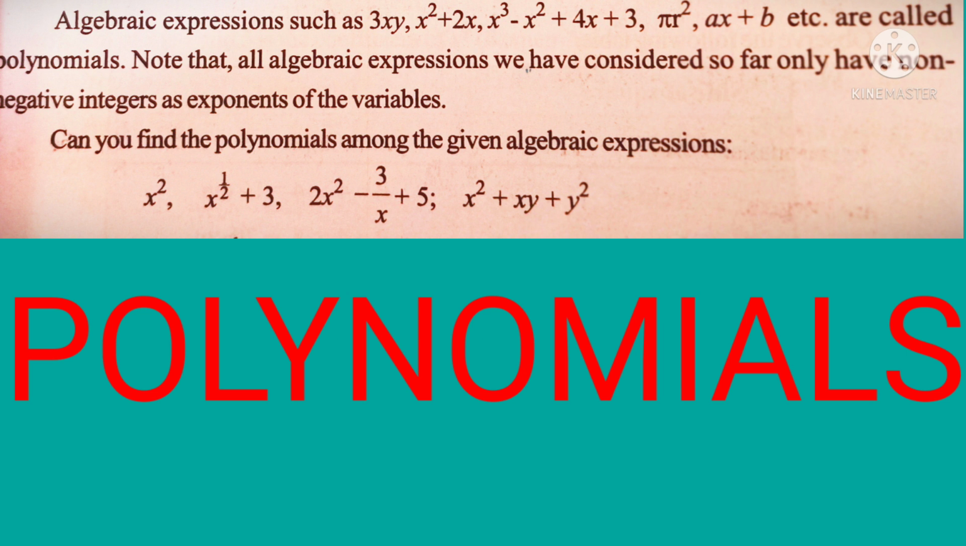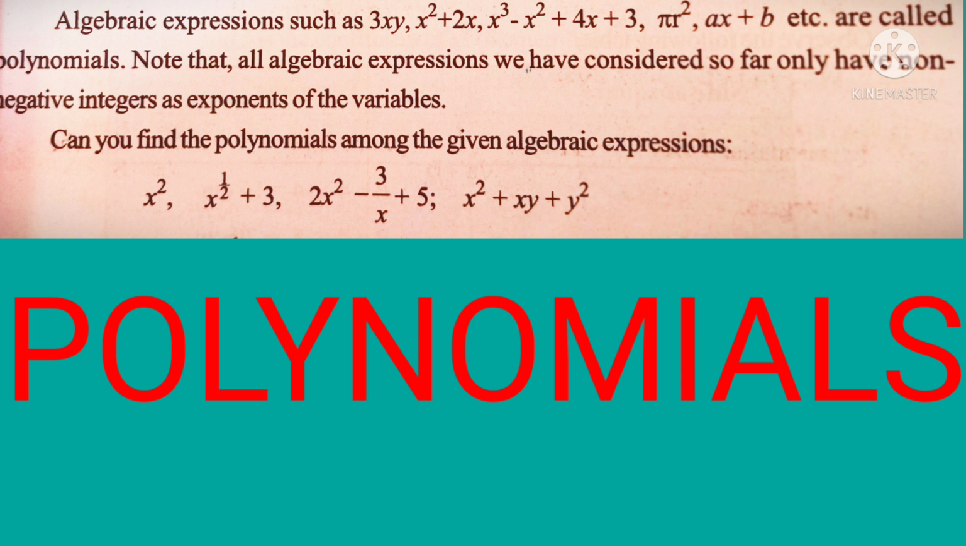So can you find the polynomials among the given algebraic expressions? x square, x to the power of 1 by 2 plus 3, 2x square minus 3 by x plus 5, and x square plus xy plus y square. From the above, x to the power of 1 by 2 plus 3 is not a polynomial because the first term, x to the power of 1 by 2, has an exponent that is not an integer, that is 1 by 2. And also 2x square minus 3 by x plus 5 is not a polynomial because it can be written as 2x square minus 3x to the power of minus 1 plus 5. Here the second term, 3x to the power of minus 1, has a negative exponent, that is minus 1.